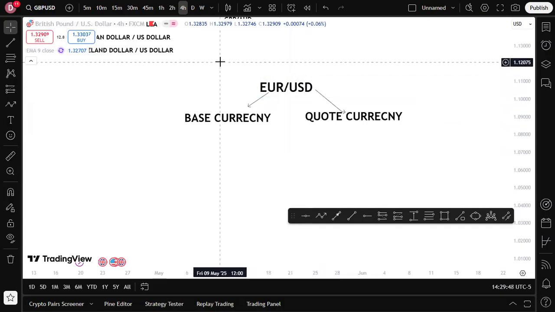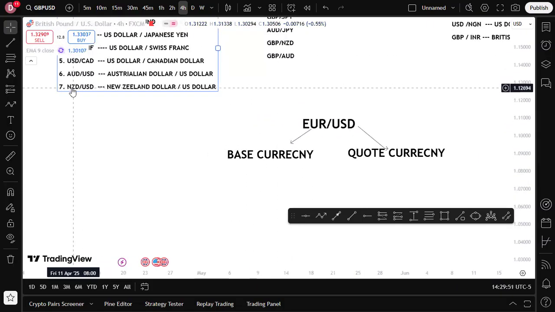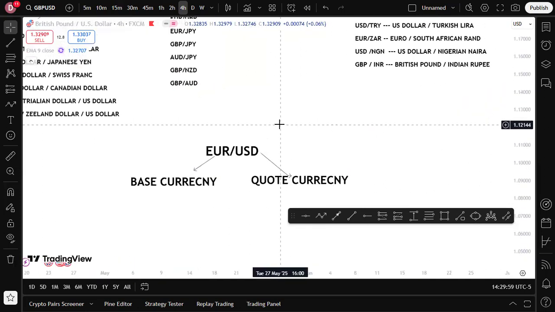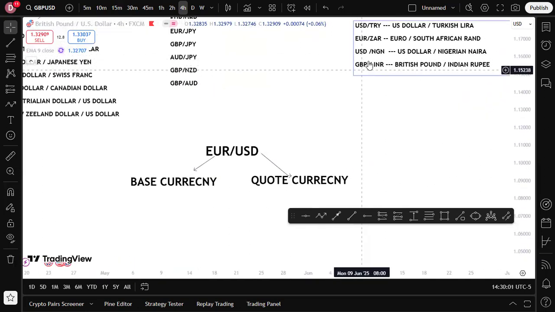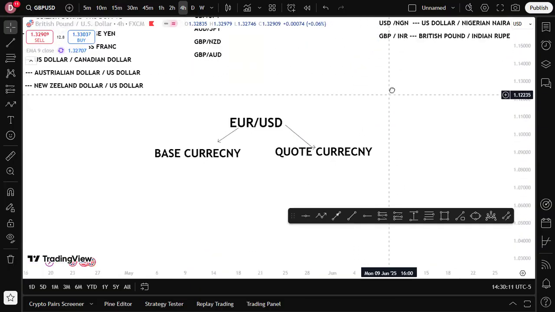But for every currency you are pairing, if you are pairing the New Zealand dollar versus the US dollar, the first one is called the base currency, while the second one is called the quote currency. Same thing here. The first currency is the base, while the second currency is the quote currency.